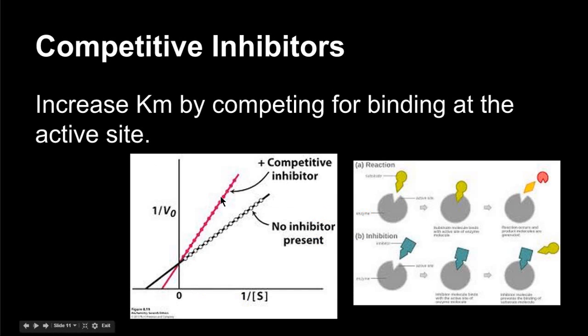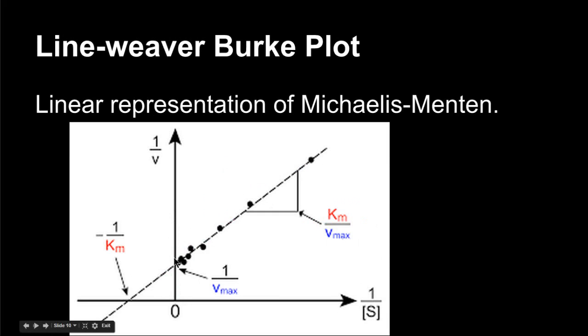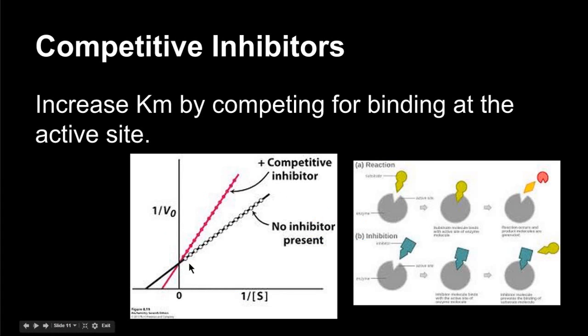And so that's why that is. And you'll also notice that they both cross the y-axis at the same point. And remember, that point is 1 over Vmax. And so that means that, like we talked about, they have the same maximal speed, even if they both have different Kms. They still have the same maximal speed for the reasons I mentioned earlier.